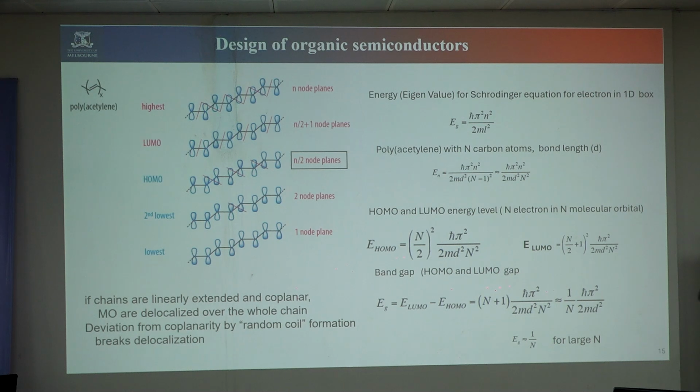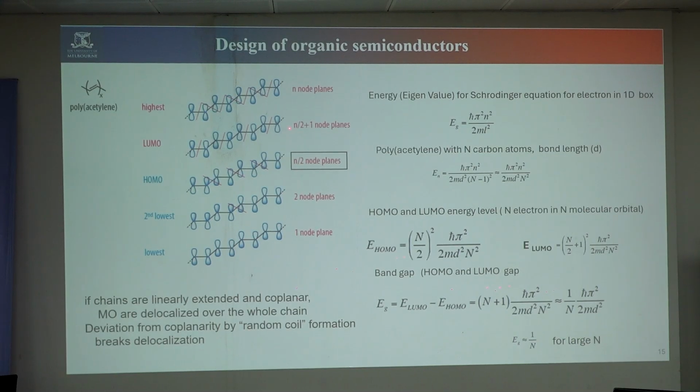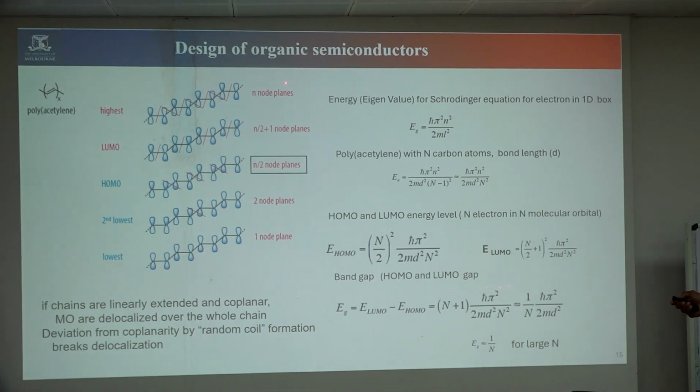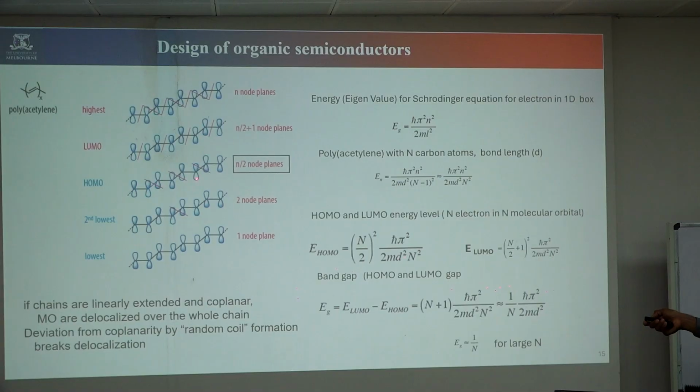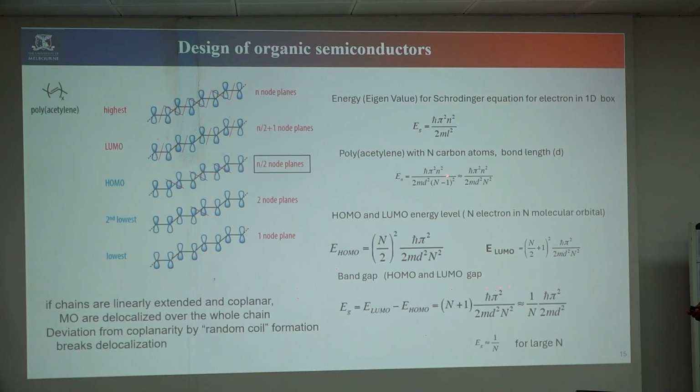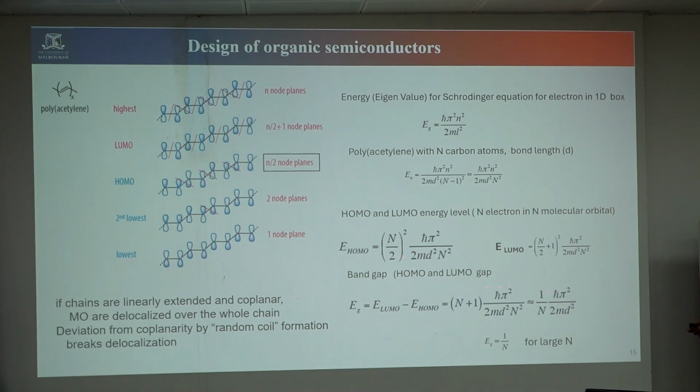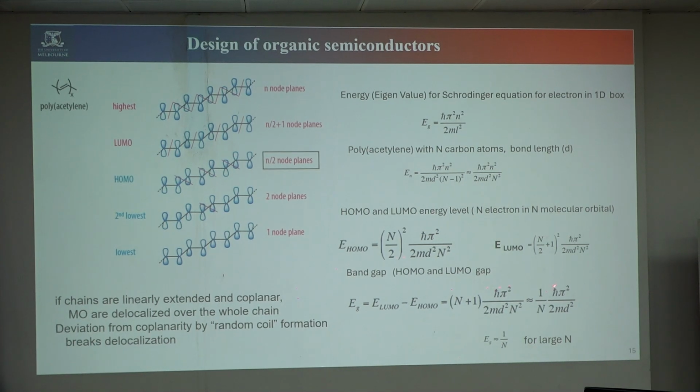If you have 1 atom, we have at least 1 node. If you have n atoms, we have n nodes. So for your HOMO and LUMO, the gap will be at n by 2: half of the levels will be HOMO, and the rest will be LUMO. To find the highest occupied molecular level, we substitute n by 2 in the energy level, and the LUMO level is n by 2 plus 1. The difference between HOMO and LUMO gives the band gap.